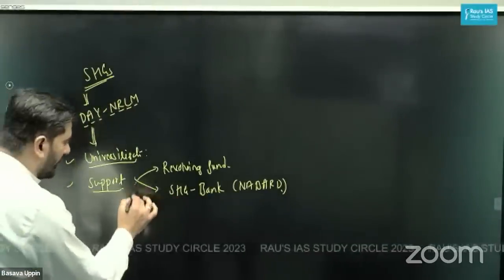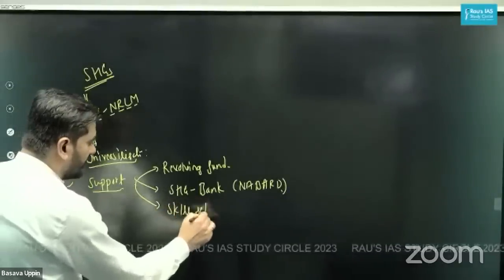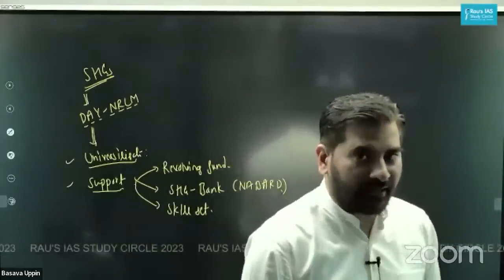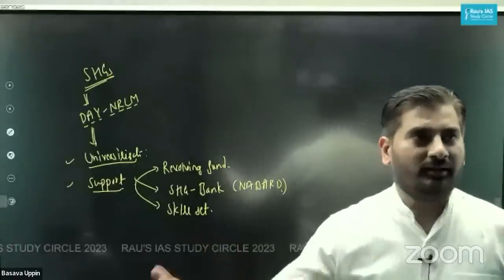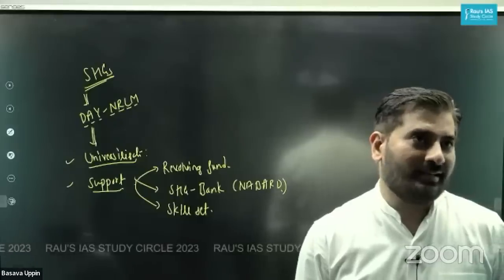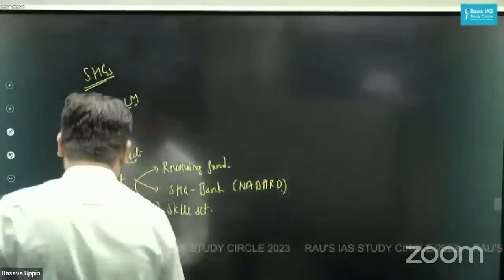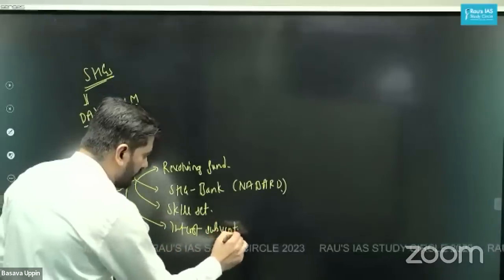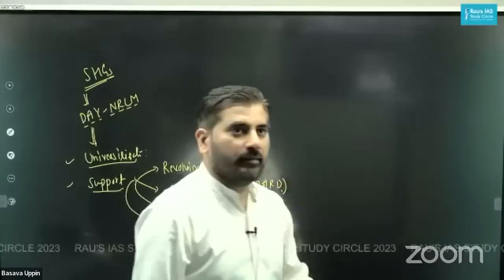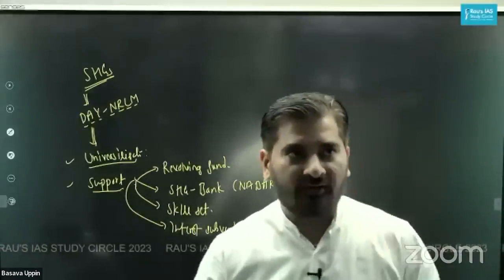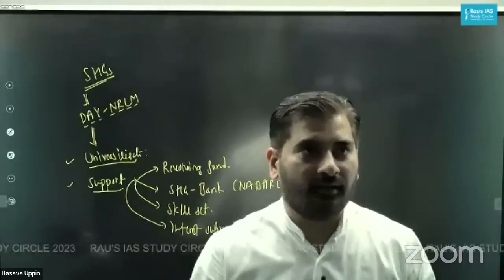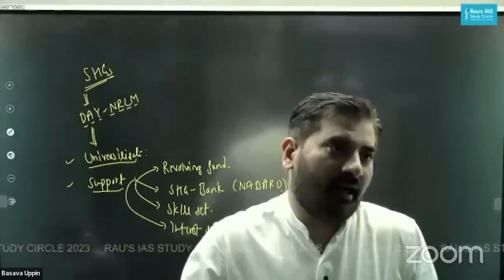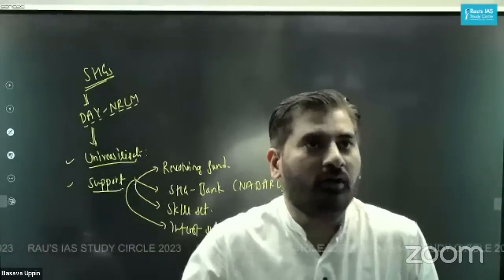The third component is that the government will also provide the necessary skill set to the SHGs, so that if SHGs want to take up any entrepreneurial activities or any productive activities, they can take them up. So government will provide the necessary skill set. And apart from that, government will also provide for interest subvention. I hope you are able to recall the concept of interest subvention. It's a subsidy on the interest, right? So all of these things, the government is providing support to SHGs under Deen Dayal Antyodaya Yojana, National Rural Livelihood Mission.